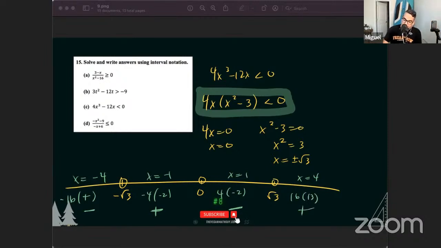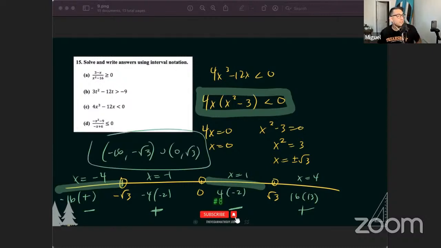Okay, so where was this less than 0? Keep in mind, we're still trying to follow the rules of the inequalities. That's going to be between this interval and that interval that I highlighted. So our answer is going to be -infinity to -√3, union, and that's going to be 0 to √3.